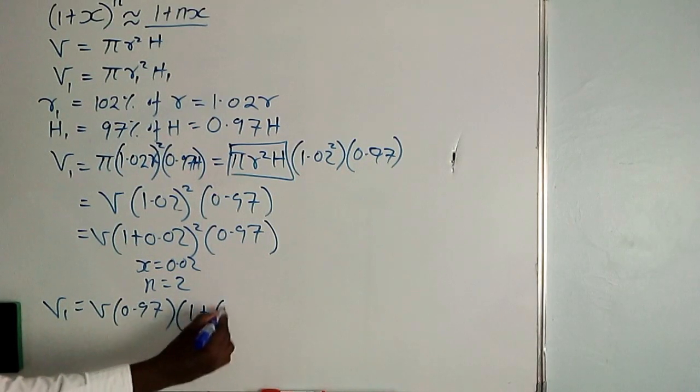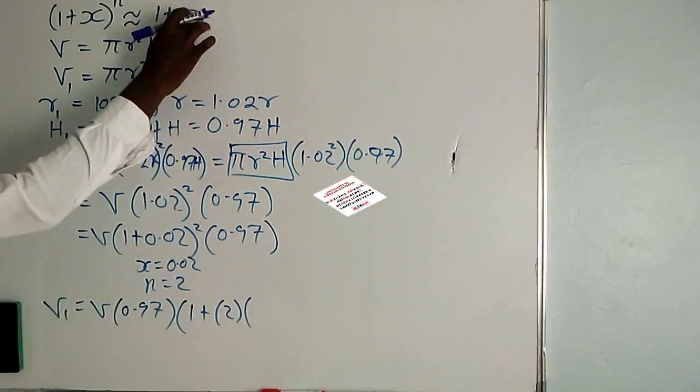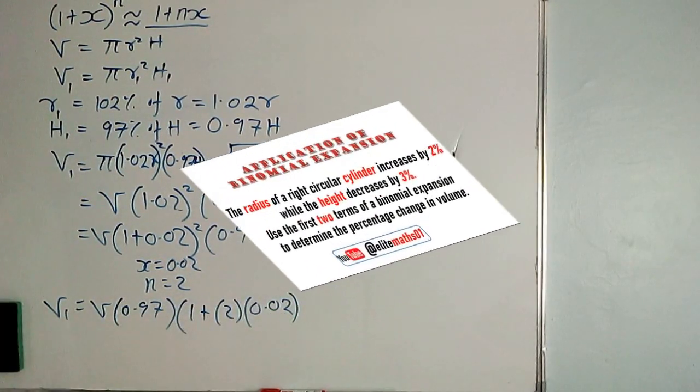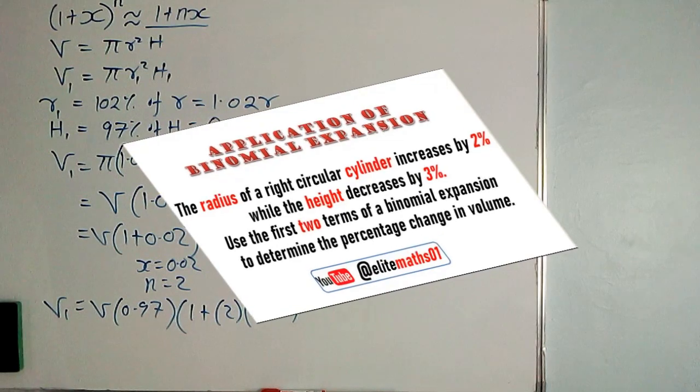Our n here? Our n is 2 because it is raised to power 2, isn't it? And our x is 0.0, so it is 1 plus x raised to power n, meaning x is 0.